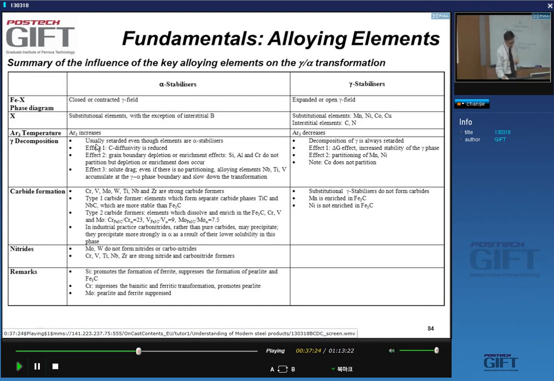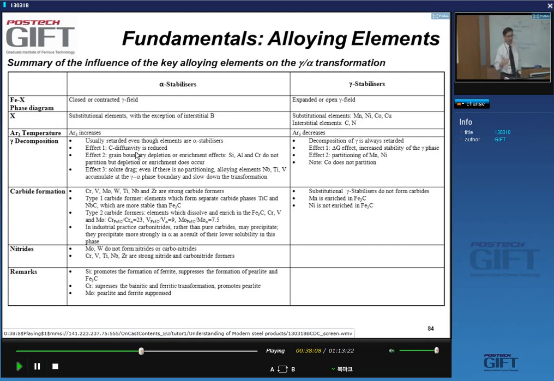Okay, so in general, alloying will slow down transformations. When you get austenite to ferrite, austenite to martensite, we talk about austenite decomposition. It may seem you don't decompose austenite when you make martensite, but we still talk about austenite transformation, austenite decomposition. Okay. So the effect of these alpha stabilizers is to retard the transformation, even though they're ferrite stabilizers.